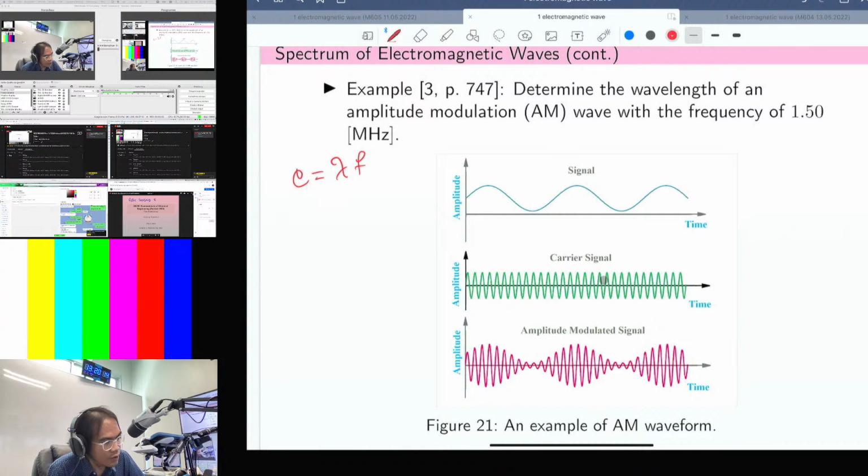For example, in this problem, they say the frequency of this radio station is 1.5 megahertz. So it means the frequency of the green one here is 1.5 megahertz. So what is the wavelength of this one? Just use the ruler to detect the length here. What is that? My God, the zoom is close.